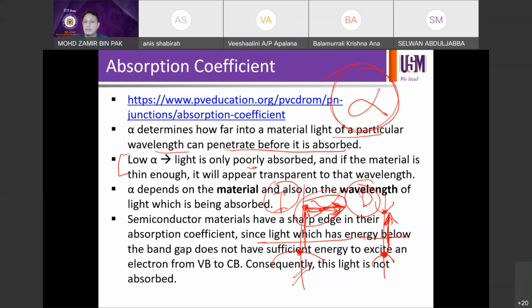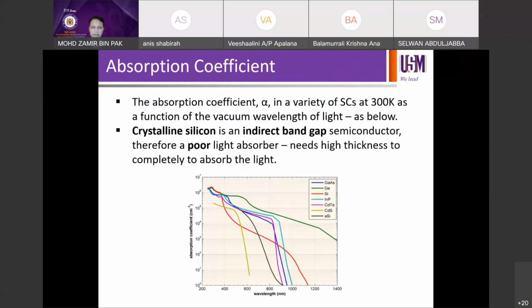So that means the direct band gap usually has a higher alpha and is a lot easier to absorb. Okay. Semiconductor materials have a sharp edge in the absorption coefficient since light which has energy below the band gap doesn't have sufficient energy. So this is essentially E_ph less than E_g. Okay, yang energy tak cukup lah. So then the light is not absorbed and transmitted at the back, just like we discussed on the previous page.